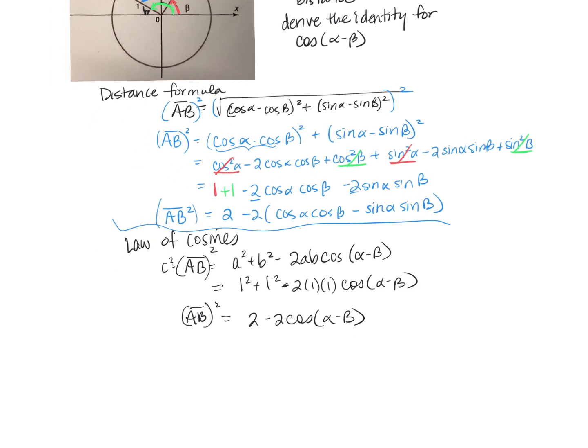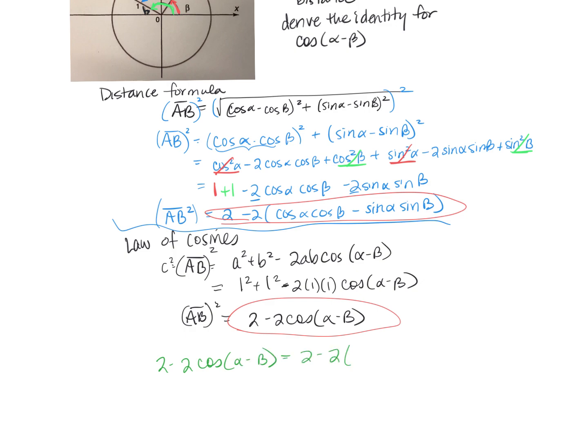So now what we're going to do is take what we got with the distance formula and what we got with the law of cosines and set them equal, since they are both equal to AB squared. So let's see what happens here. If I take 2 minus 2 cosine of alpha minus beta, equals 2 minus 2 cosine of alpha cosine of beta minus the sine of alpha, the sine of beta.